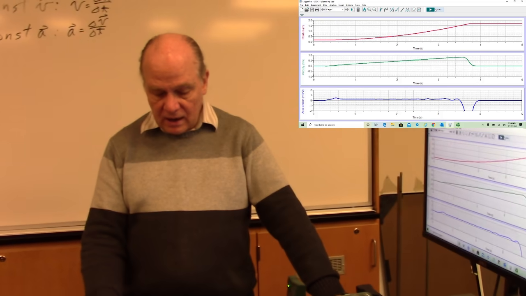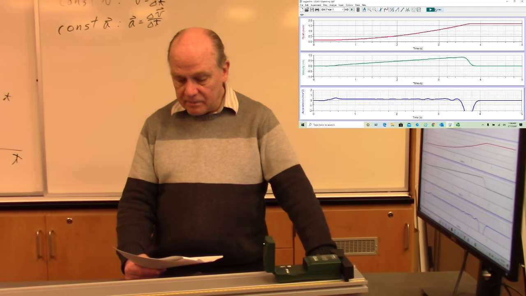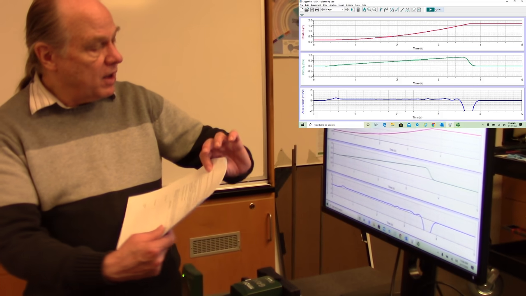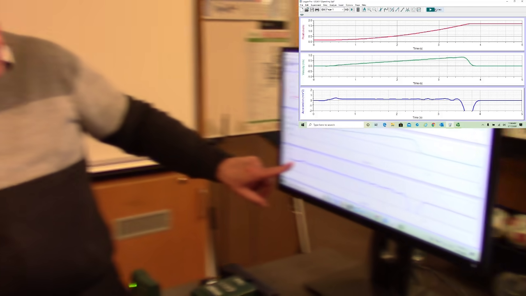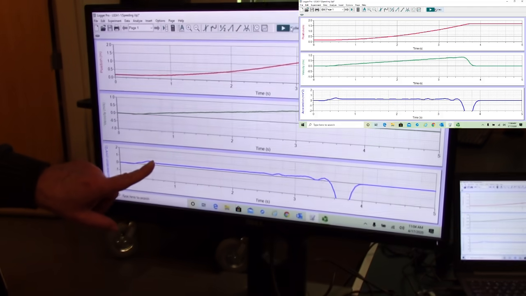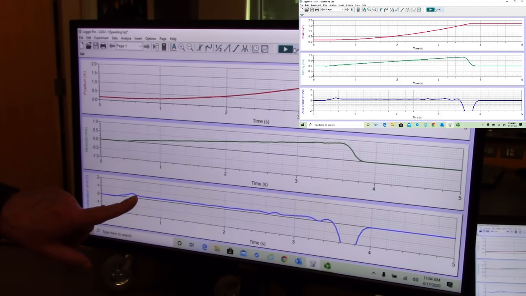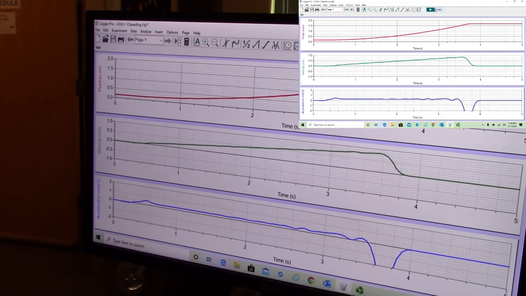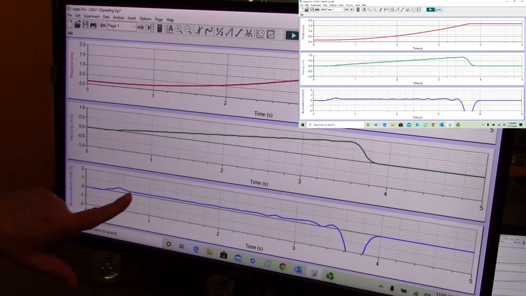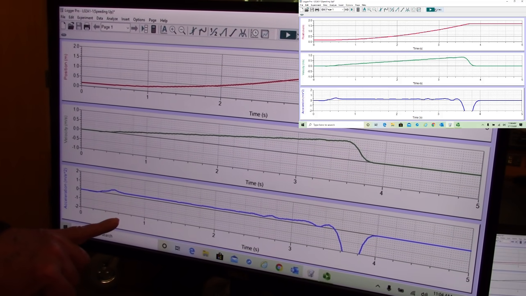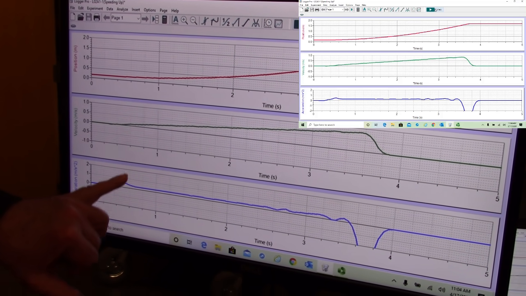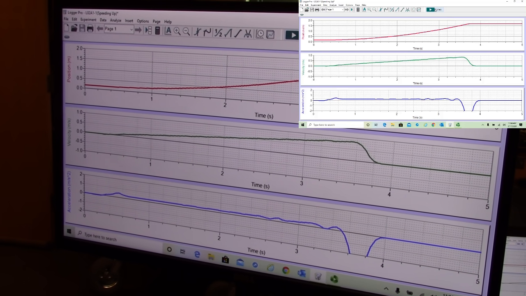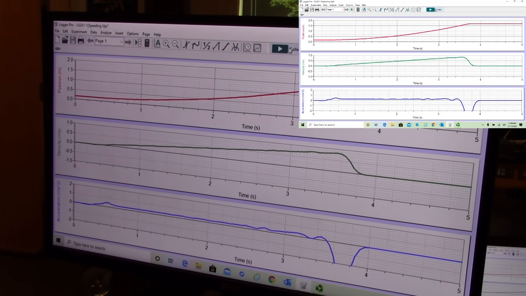And then, let's see. Okay. So that's the second thing here. When it was released. Okay. So we can see the acceleration increasing, but we can say that it's really properly moving freely when my acceleration is pretty much horizontal. So that's at about 0.6 seconds that the cart was released.